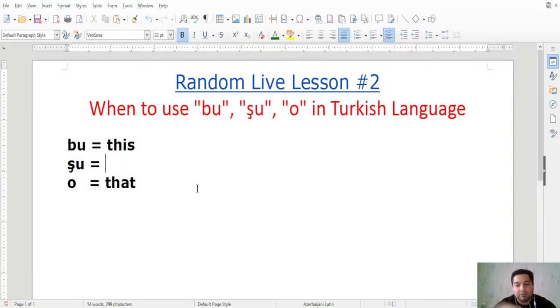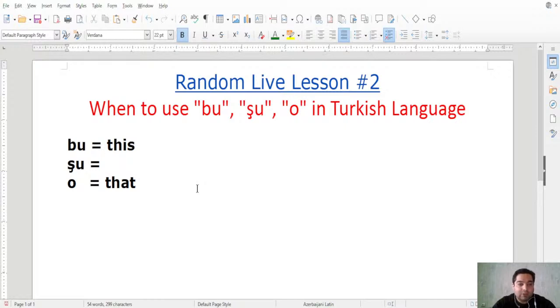So for example, 2-3 meters, maybe you can't reach it by your hand. Your hand is a bit distant from it, but both of you see the book which one you want, the salesman and you. So it's not very distant, but it's not very close to you either. So you will say şu, not o or bu, because it's not close to you. So şu is something in between, okay?